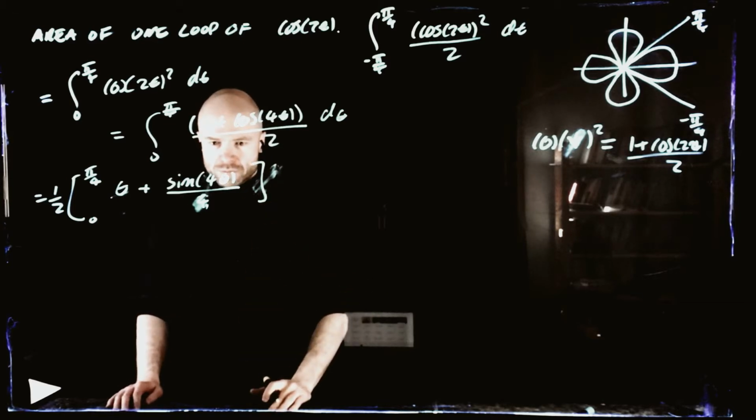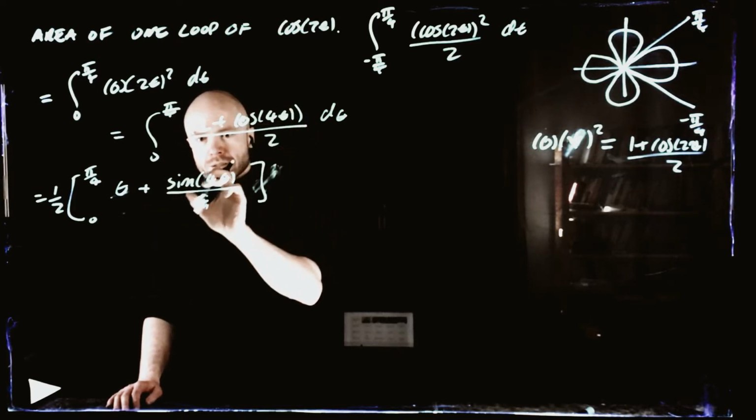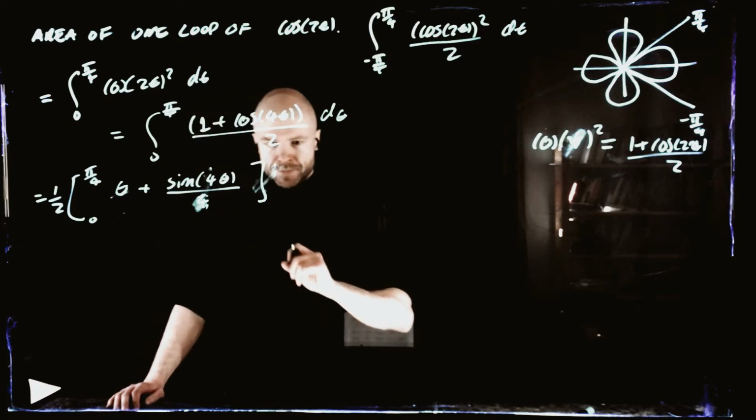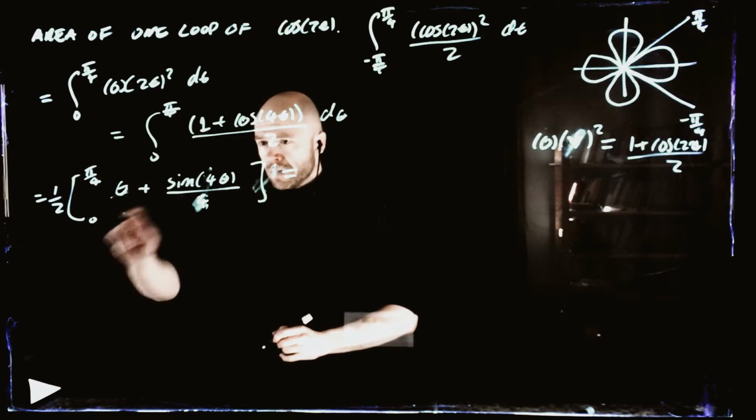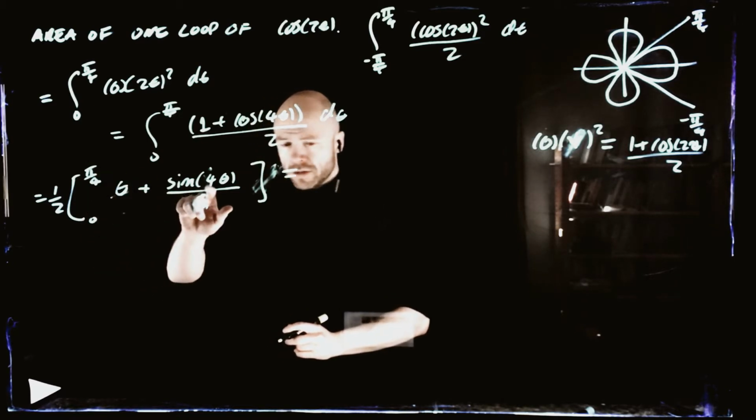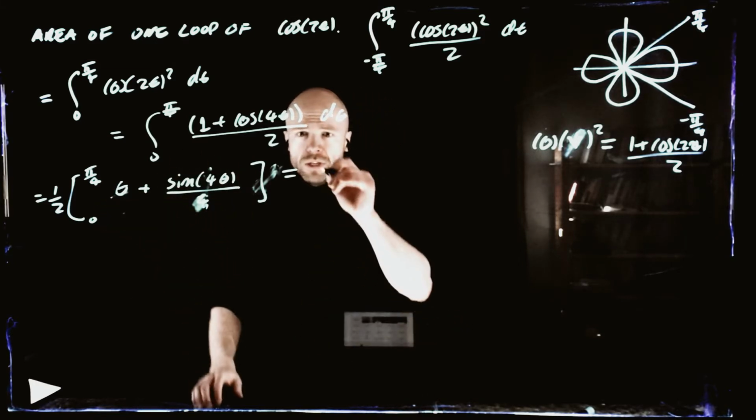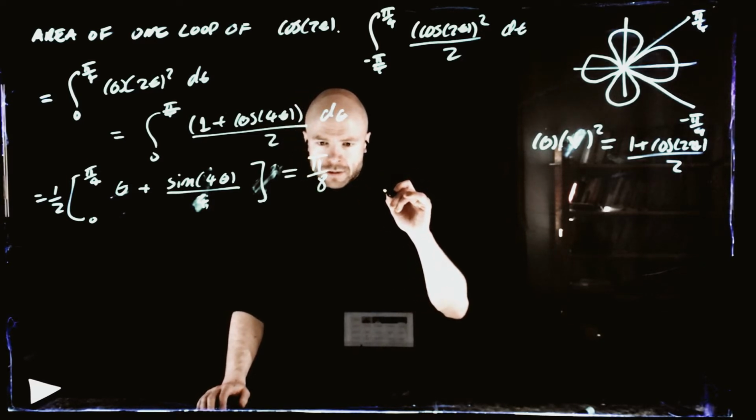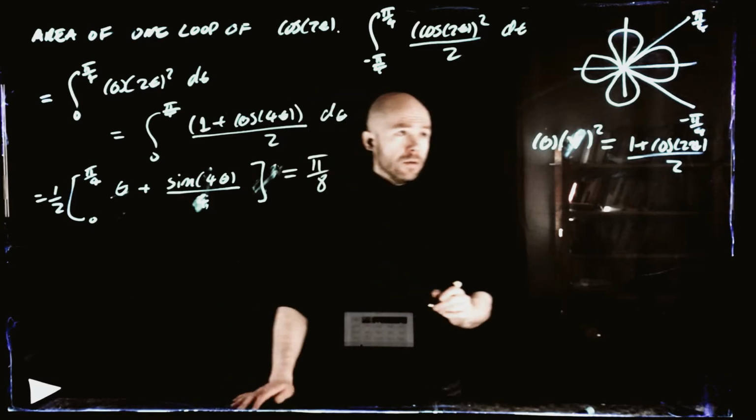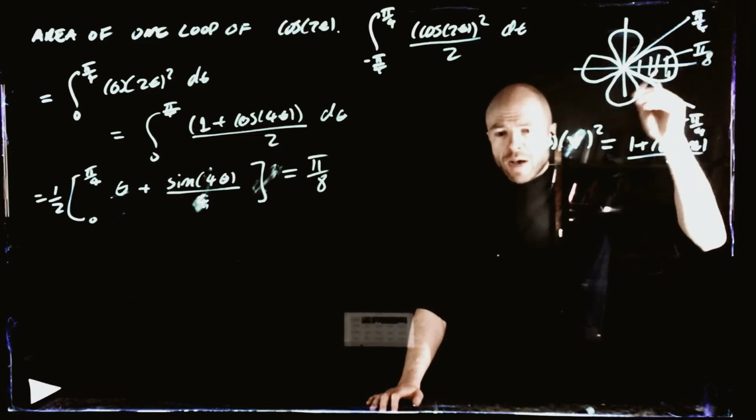Yeah? This is our expression. We've pulled out the half, and then the antiderivative of 1 is theta, and the antiderivative of this thing is sine of 4 theta over 4. Yeah? And then we just put in the numbers. As we put in 0, it gets 0. As we put in pi over 4, it's going to be sine of pi, which is 0. So this entire thing is contributing nothing. So it's just going to be pi over 8. And that's it. Cool. So the answer is that the area of this loop is pi over 8.